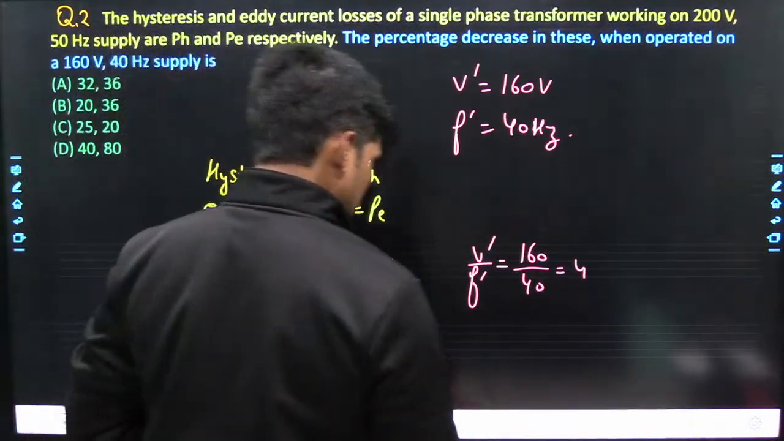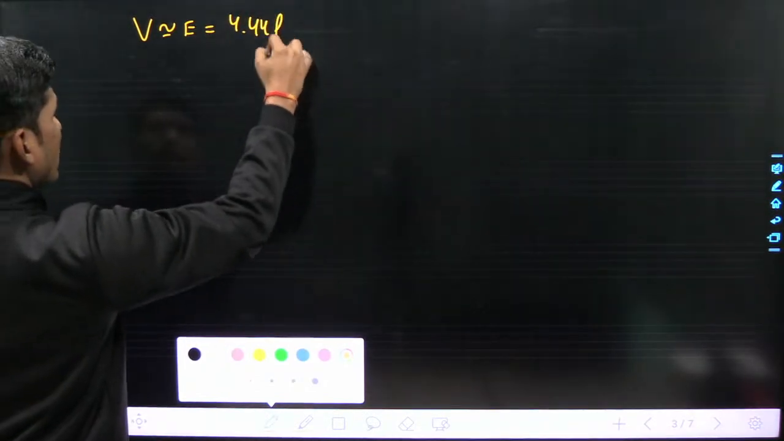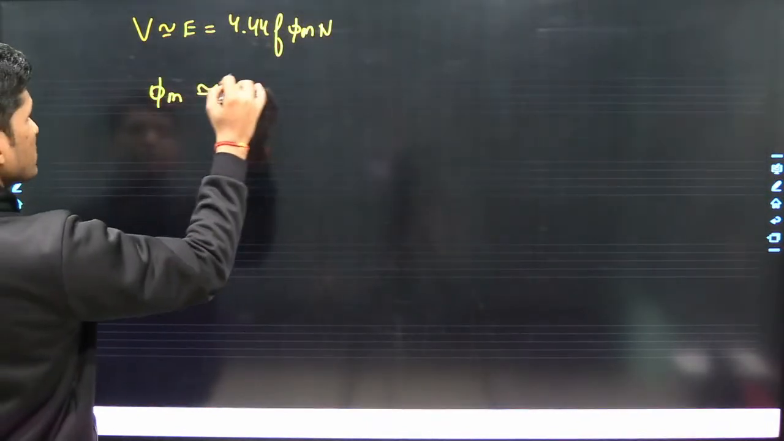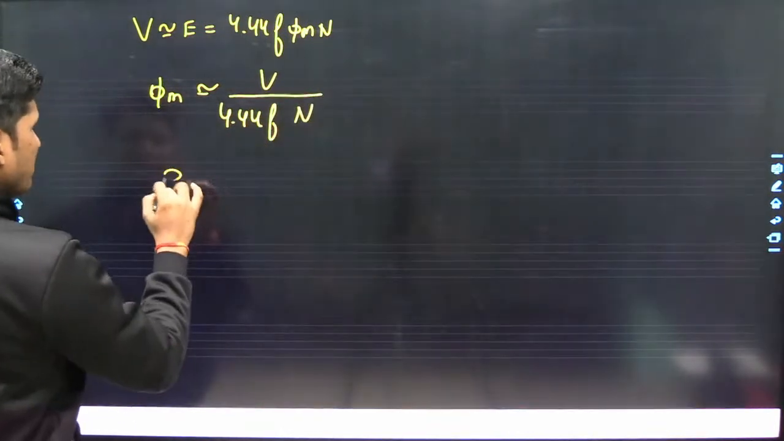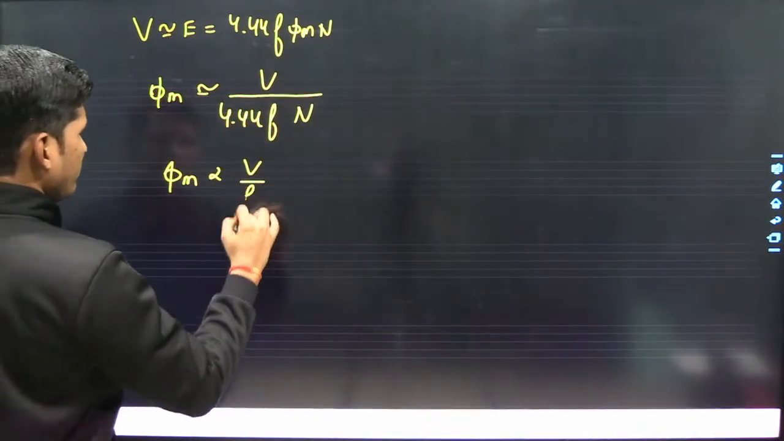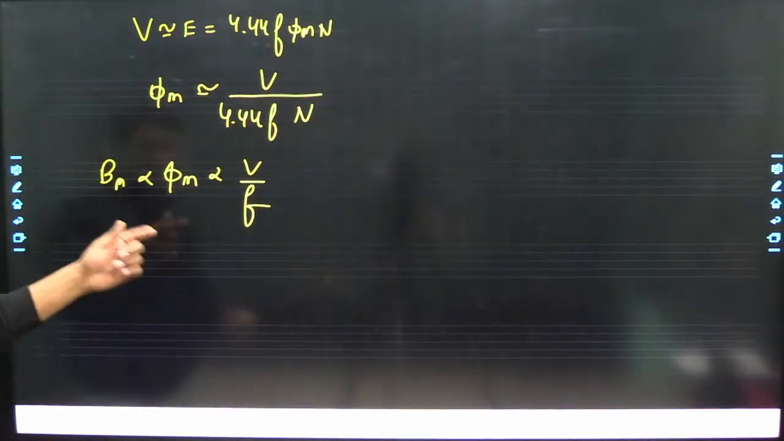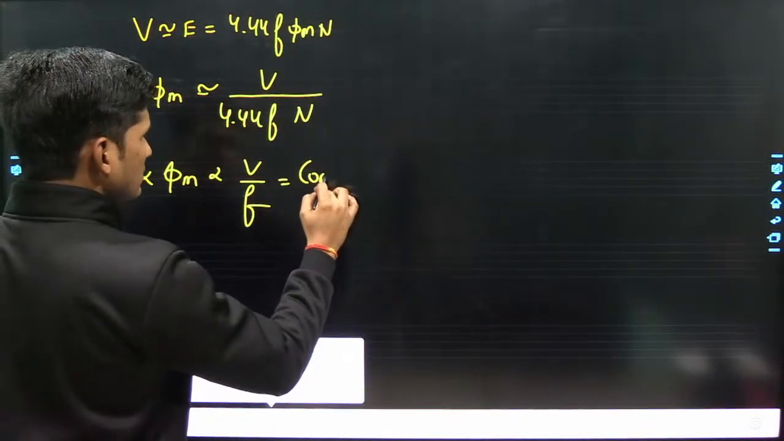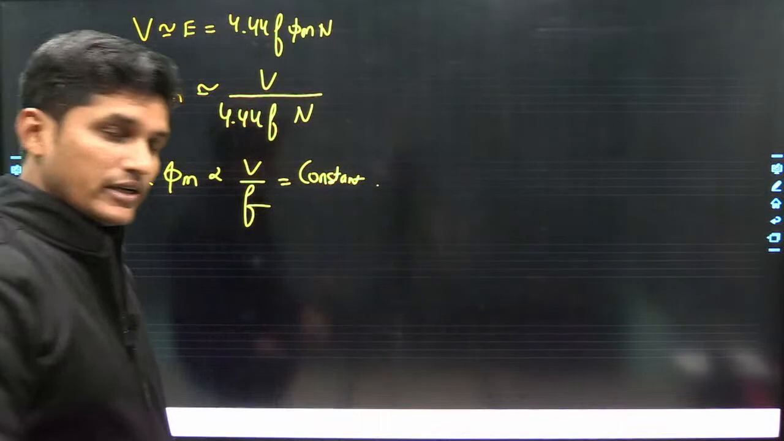We know that voltage is approximately equal to induced EMF, that is equal to 4.44 F phi m into N. That means phi m is approximately equal to voltage upon 4.44 F into N. That means phi m is directly proportional to V by F, and we know the peak of the magnetic flux density is directly proportional to the peak of the flux, which is directly proportional to V by F. If V by F remains constant, the phi m, the Bm, also remains constant.